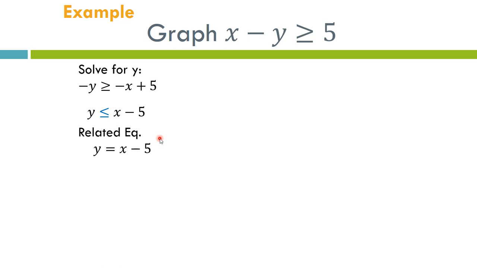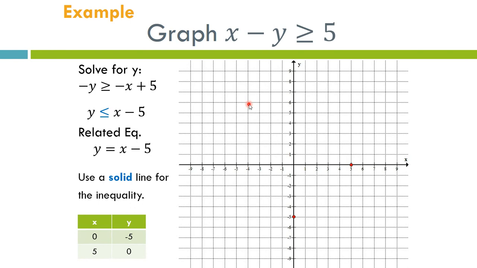Or if you want to find intercepts. All right, now remember, I have to keep in mind that when I go to draw my line, I'm going to use a solid line this time because my inequality symbol has a line underneath it, which means equal to. So for me, I just went ahead and found the x and y intercepts. I plotted my 2 points on my graph, and then I connect them using a solid line.